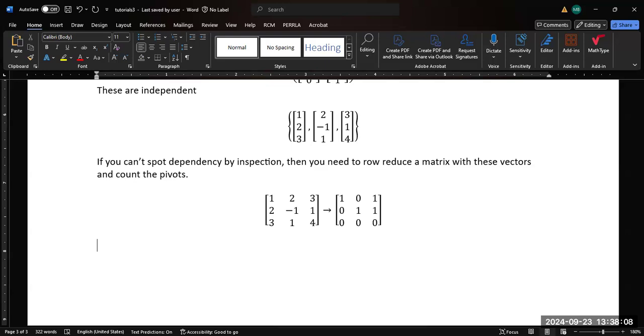But typically when you have three or more vectors, if there's not some obvious dependency, then you should row reduce, because you just normally cannot declare there's no scalar multiples, therefore it's independent. That simply doesn't work. It only works when there are only two vectors.